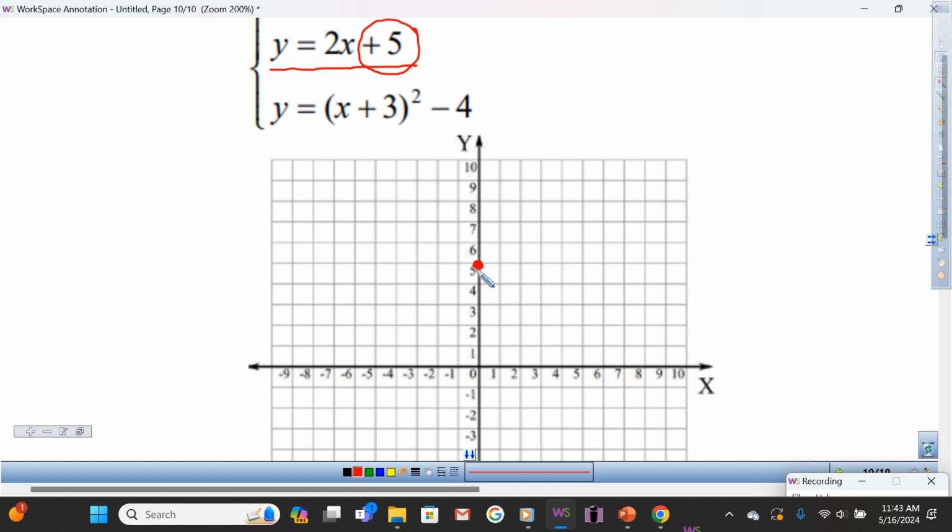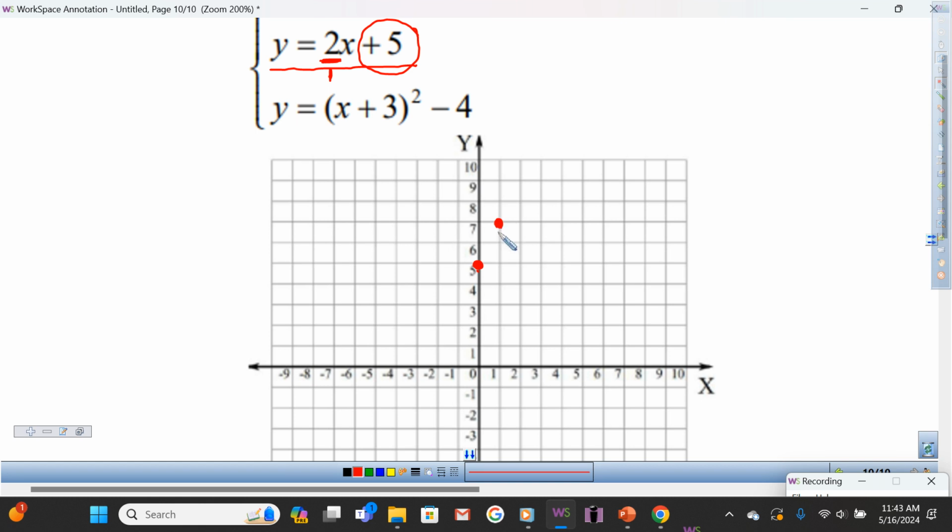All right, there's positive 5. And then we need a slope. What is our slope, everyone? 2. We put that over a fraction, that 2 over 1. That means 2 steps up, 1 to the right. So let's do that. 2 steps up, 1 to the right.